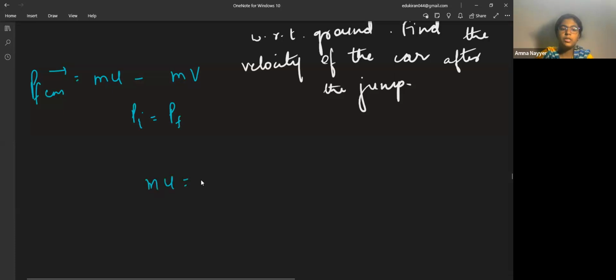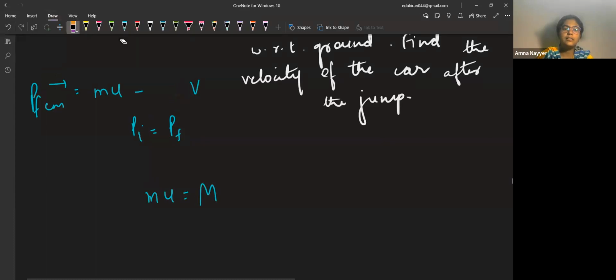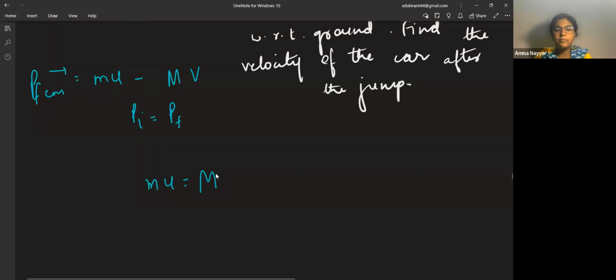So mu is equal to capital M, let's write capital M to differentiate the mass of the car and the mass of the kid. So this becomes m into this. Actually, both are equal. So the velocity V will be mu divided by M.